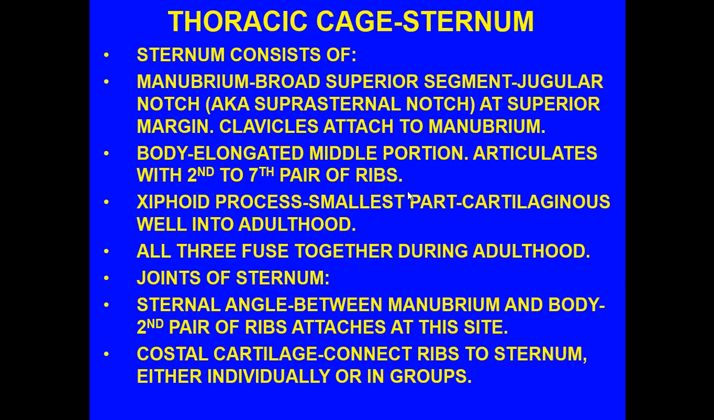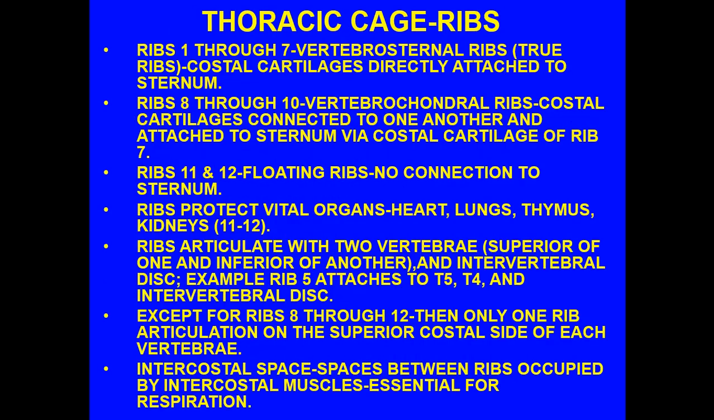Now, all 3 fuse together during adulthood. A joint that is very important is the sternal angle. That's between the manubrium and the body. The 2nd pair of ribs attach at that site. The costal cartilage is also extremely important here because it connects the ribs to the sternum, either individually or in groups.